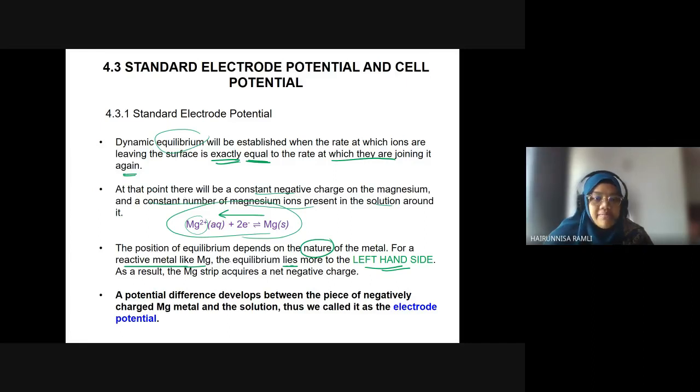Okay, so as a result, the magnesium strip acquires a net negative charge. Ini akan explain untuk topik yang seterusnya kejap lagi, standard reduction potential. Sebab lagi kalau you tengok value tu nanti, lagi negative charge dia, lagi suka dia untuk oxidize. Okay, and then here, a potential difference develops between the piece of negatively charged Mg metal and the solution. Thus, we call it as the electrode potential. Ni tadilah saya mention. Apa yang berlaku dekat dalam dynamic equilibrium tu, itulah sebenarnya yang kita measure untuk dapatkan value pada electrode potential. Okay.